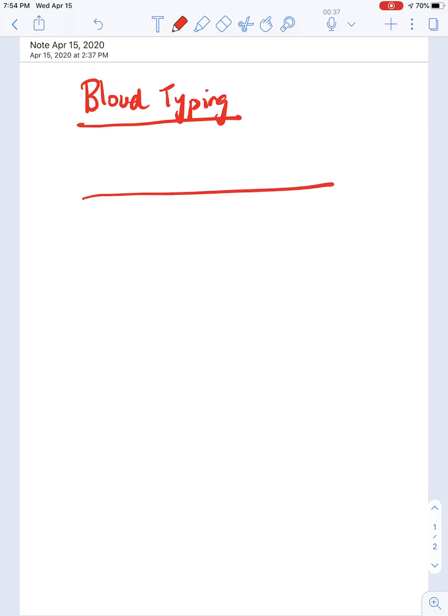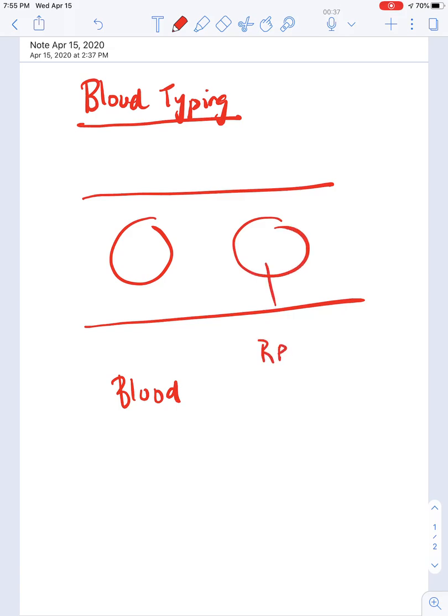Okay, so you can imagine that this is your blood. And in your blood, you know there are red blood cells, okay? So there are red blood cells in your blood, and these blood cells contain markers, or they're called antigens, right? Now, when you watch the immunity video, you should know what an antigen is, right? So this is an antigen.